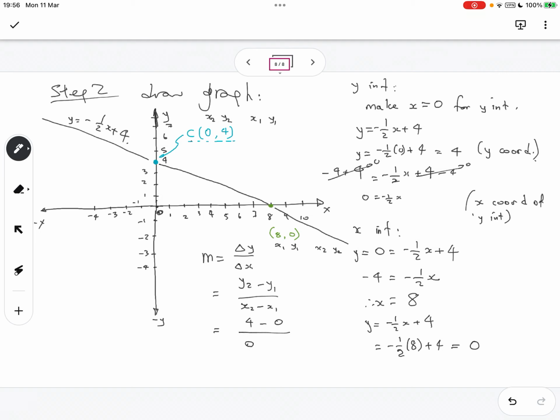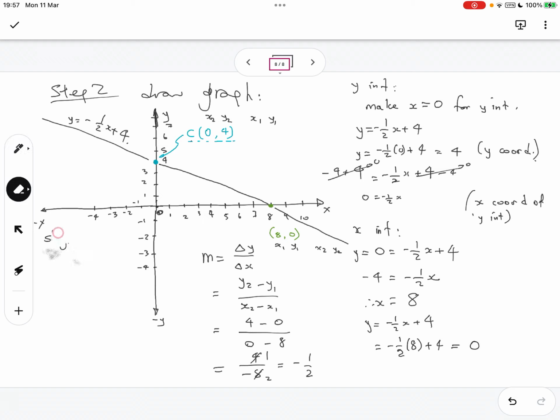Right, so if we take the first convention where y2 is 4, then y1 would be 0, and x2 would be 0, and x1 would be 8. And what this gives us is 4 over negative 8, which is negative a half. That corresponds with our conclusion that m is negative a half. So, that being said, we now come to a conclusion.